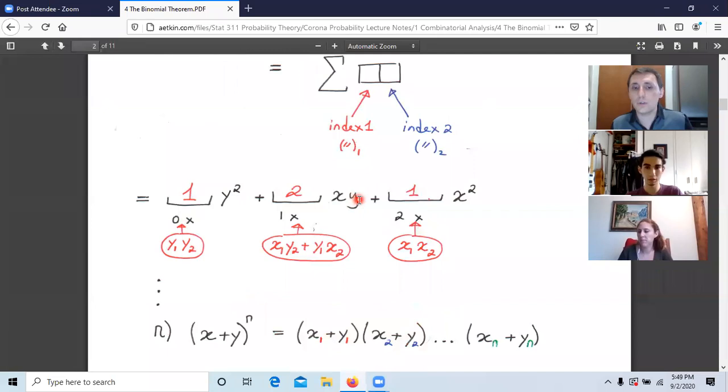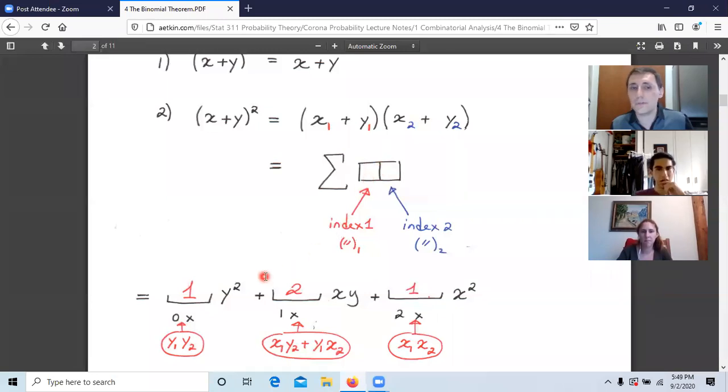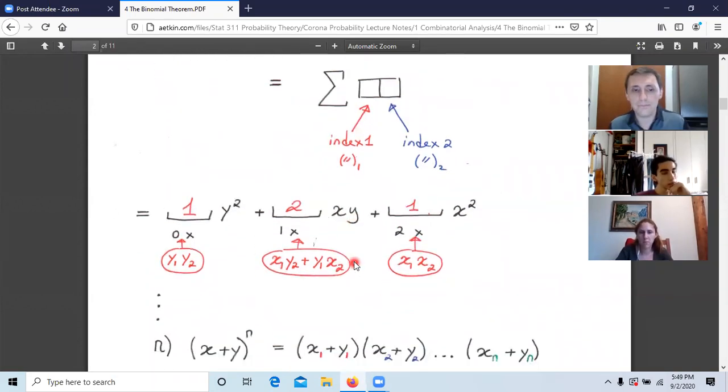So here is how the grouping was done. Make sense? I just group them. Once I expand them, I have 4 terms, but I can collapse some of those terms together. And that's what you do when you write it in simplified form.